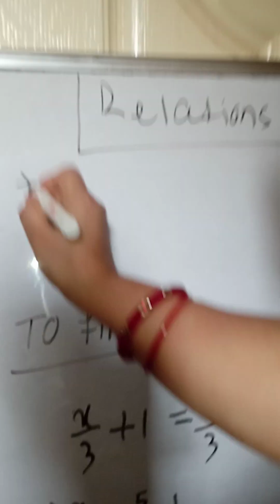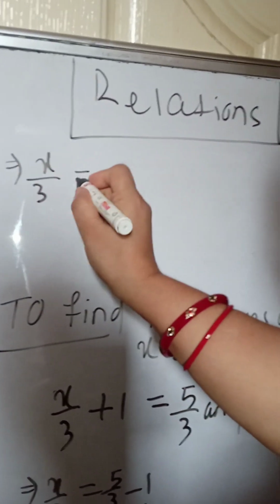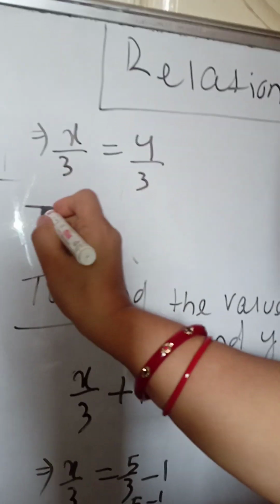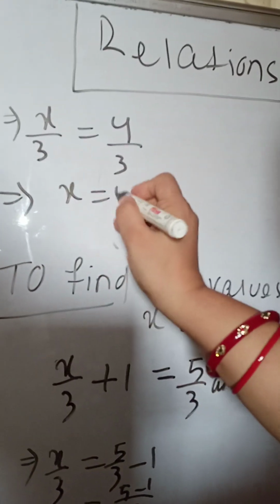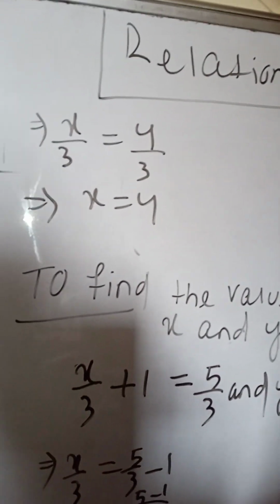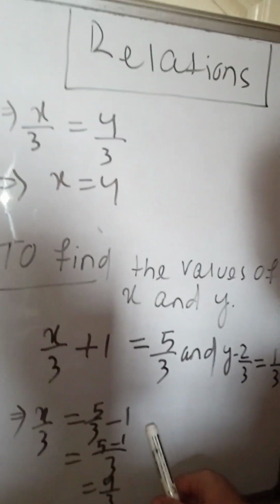4 by 3. So x by 3 equal to 4 by 3. So this implies x equal to 4.